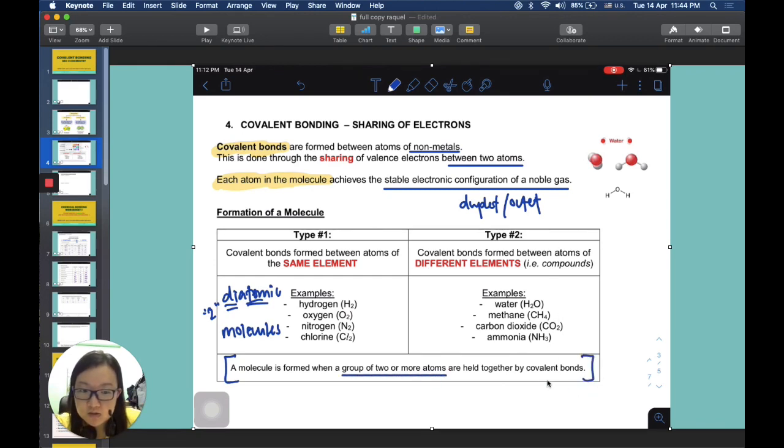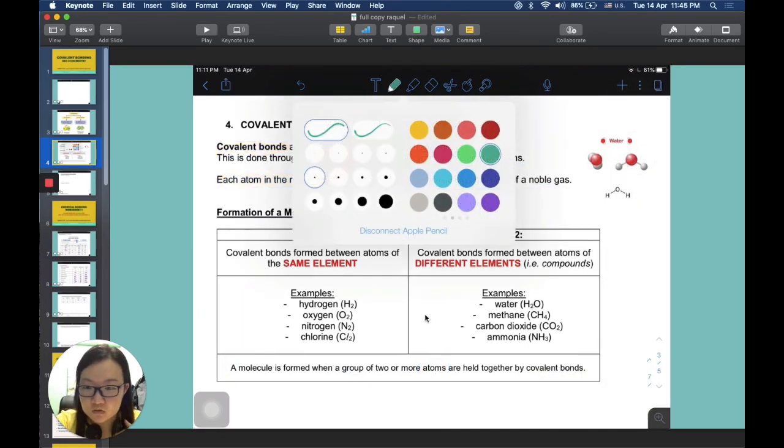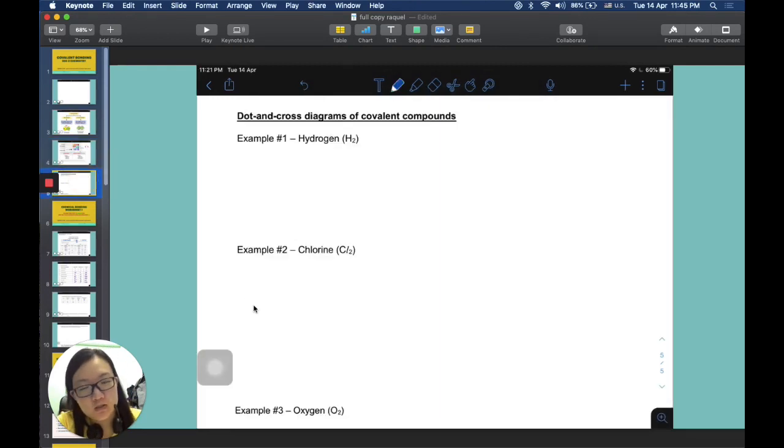And then this again is a reminder on what is the definition of molecule. A group of 2 or more atoms. Sorry about the disruption. So come back to this. A molecule is formed when a group of 2 or more atoms are held together by covalent bonds. All right, so now let's cut straight to drawing of dot and cross diagrams of covalent compounds.